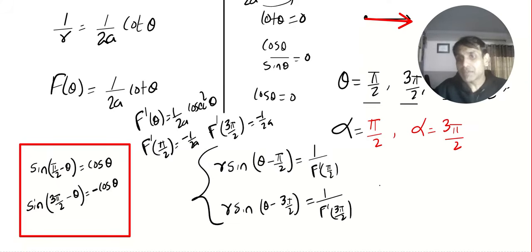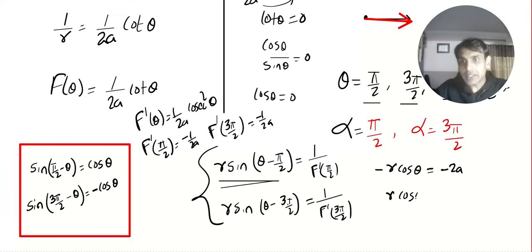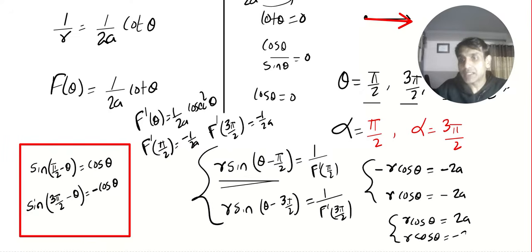Now if I simplify this, the first one gives me minus r cos θ is equal to minus 2a. And the second one is going to give me r cos θ is equal to minus 2a. If I simplify, I'll get the two asymptotes: r cos θ is equal to 2a and r cos θ is equal to minus 2a.